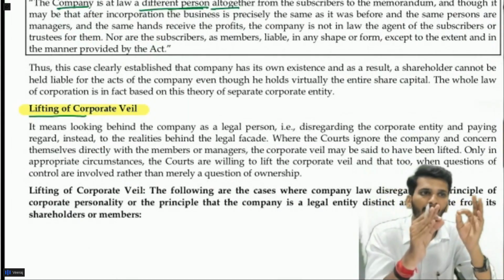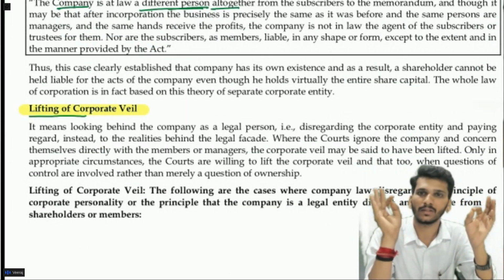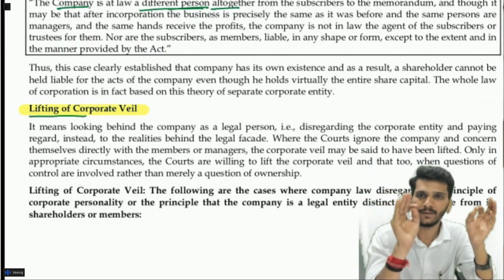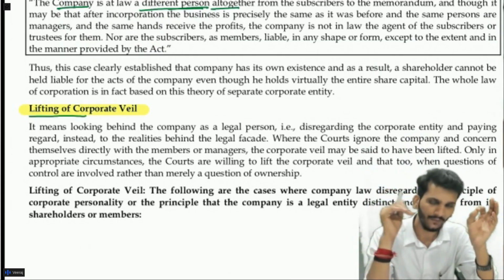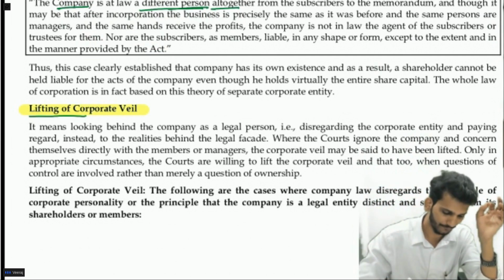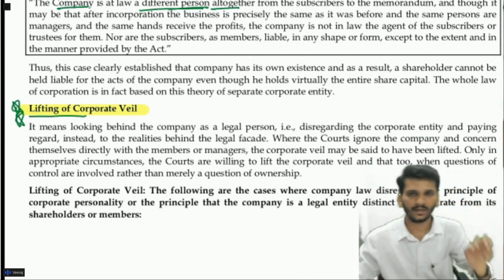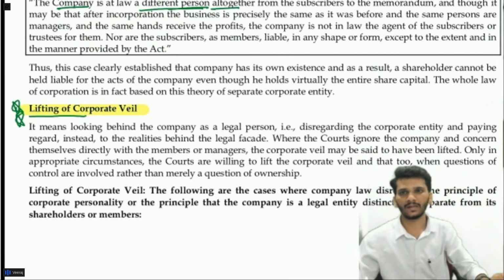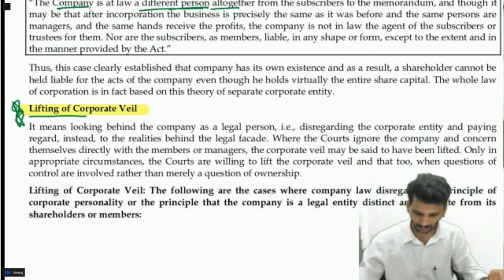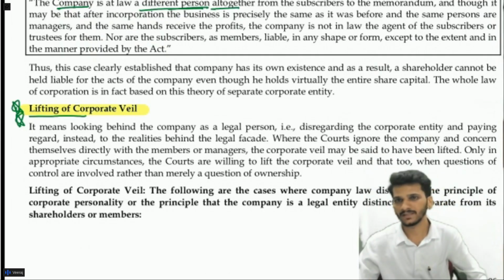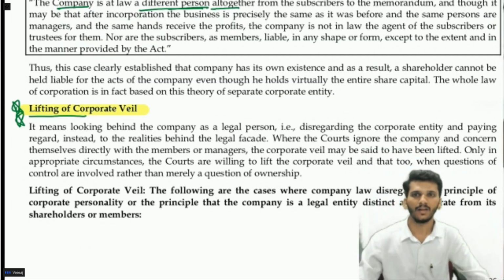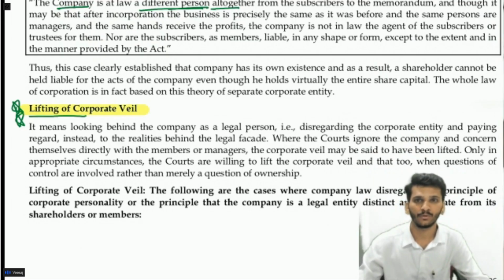5 out of 8 times this question is asked in the examination. Lifting of the corporate veil. When will the court lift the corporate veil? In the following situations. There are some 6-7 concepts which are very important from this chapter, Companies Act. One of the important concepts is lifting of the corporate veil. The question is very simple, one line: Explain the circumstances when the corporate veil is lifted. 1 mark, one line. The answer will be for 7 marks. We should write for 7 marks.